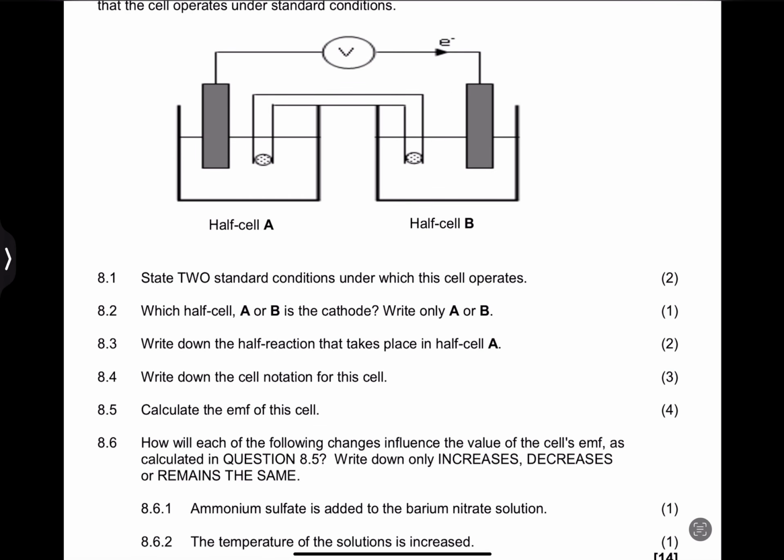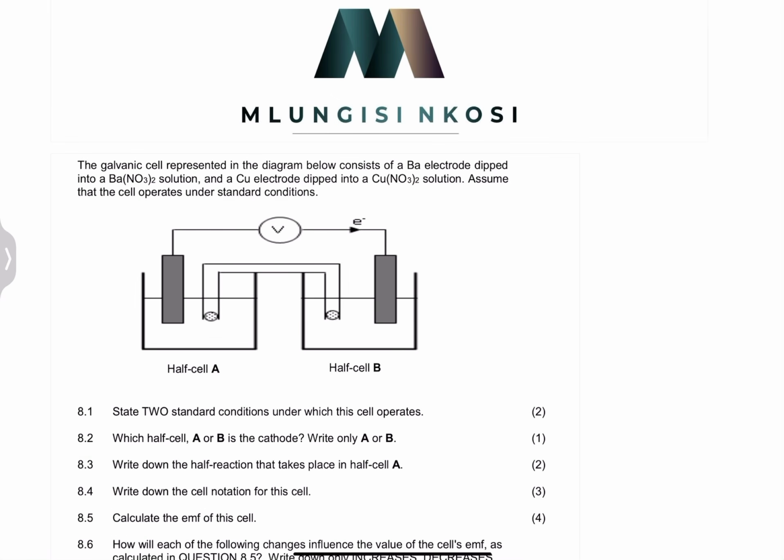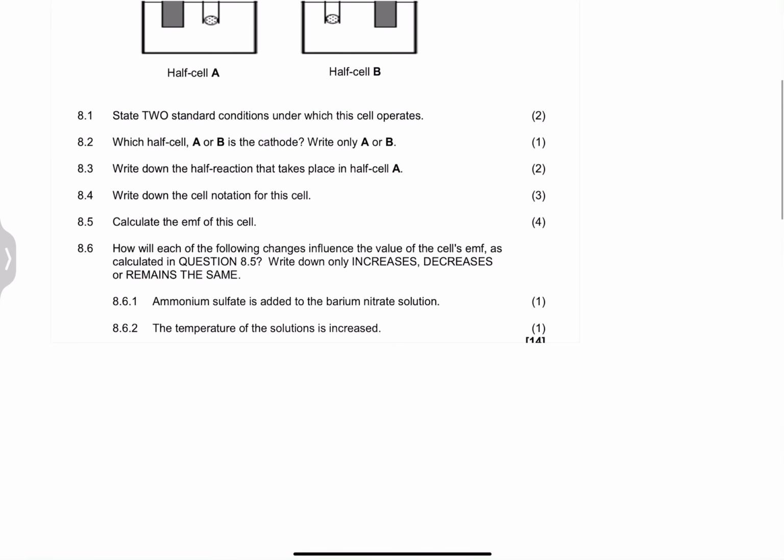So we're given there... okay, let me just try to zoom out. They say the galvanic cell represented in the diagram consists of a barium electrode dipped in barium nitrate, that's the electrolyte, and a copper electrode dipped in copper nitrate, which is the electrolyte. Assume that the cell operates under standard conditions. Now they say to us, first of all, state two of the standard conditions. Obviously, there is no guess in this case, so we only mention the two.